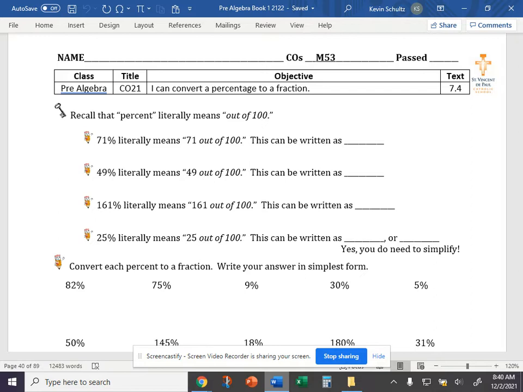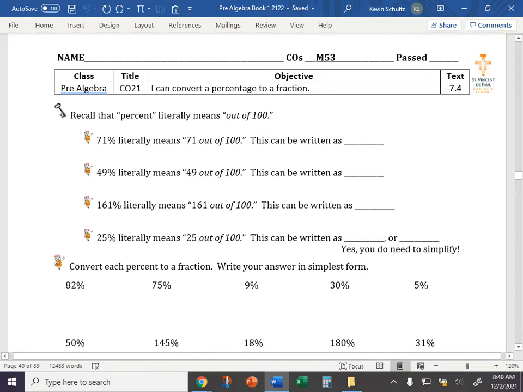So 19 and 20 focus on converting decimals and fractions to percentages. 21 and 22 are going to focus on just going the other way. Given a percentage, going back to a fraction or back to a decimal. Okay, so in theory, if 19 and 20 went well for you, this is exactly the opposite.